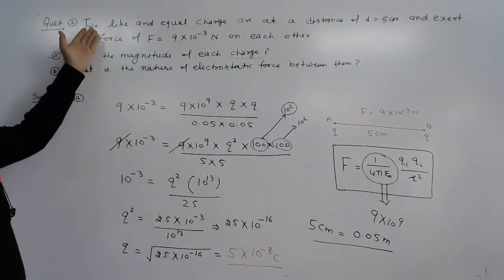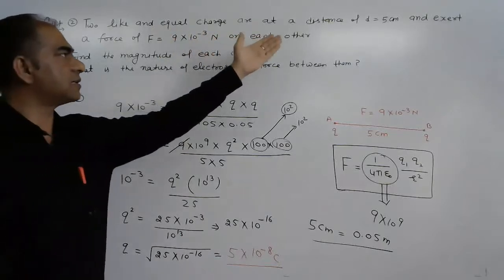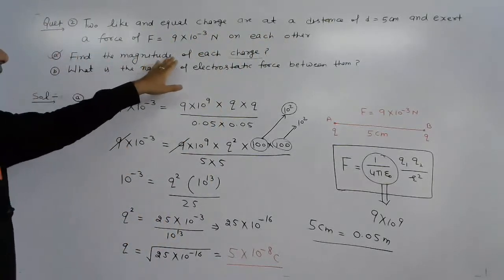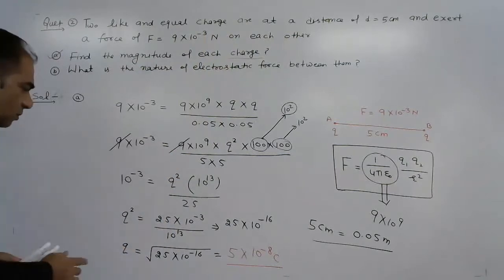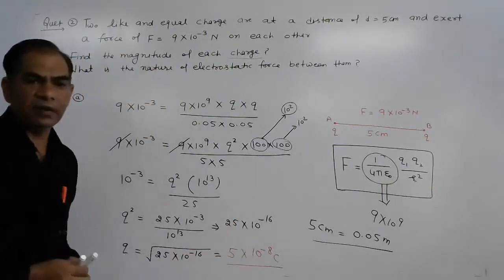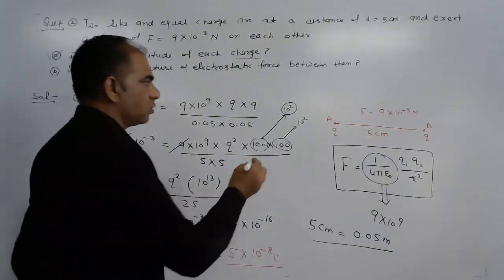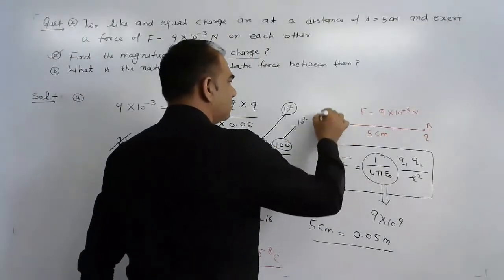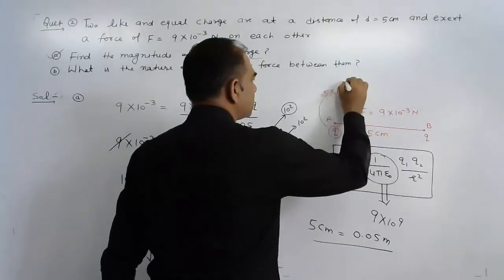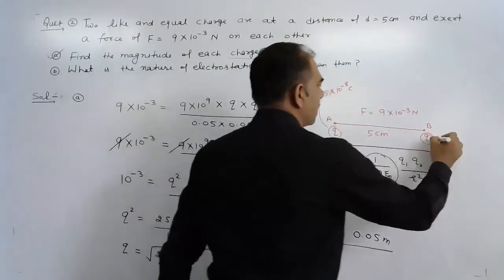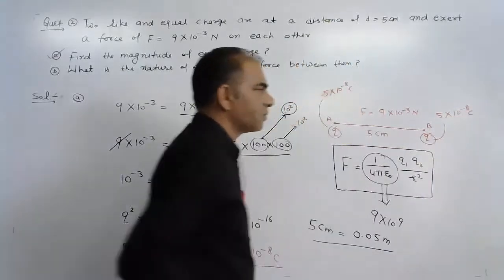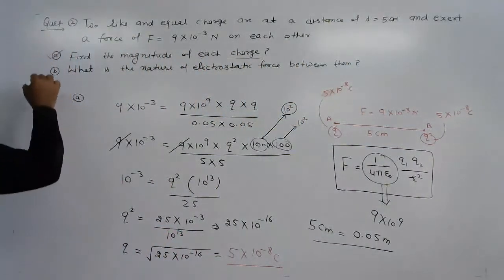So in this way, the question was two like and equal charges separated by a definite distance, and we found the magnitude of each charge. So Q1 and Q2 both have the value 5 into 10 raised to power minus 8 Coulomb. This charge has the value 5 into 10 raised to power minus 8 coulomb, and this charge also has the value 5 into 10 raised to power minus 8 coulomb. This is the first question.